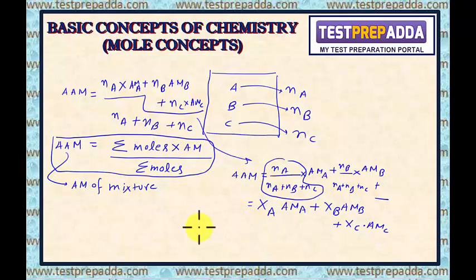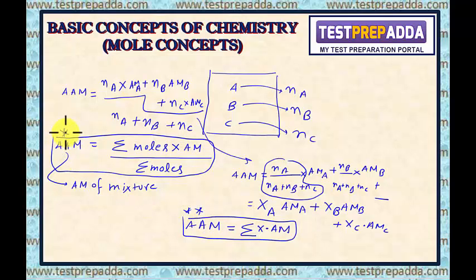So in a generalized manner, what can we write? Average atomic mass as the sum of product, product of mole fraction into atomic mass. So this is another generalized formula for the average atomic mass.